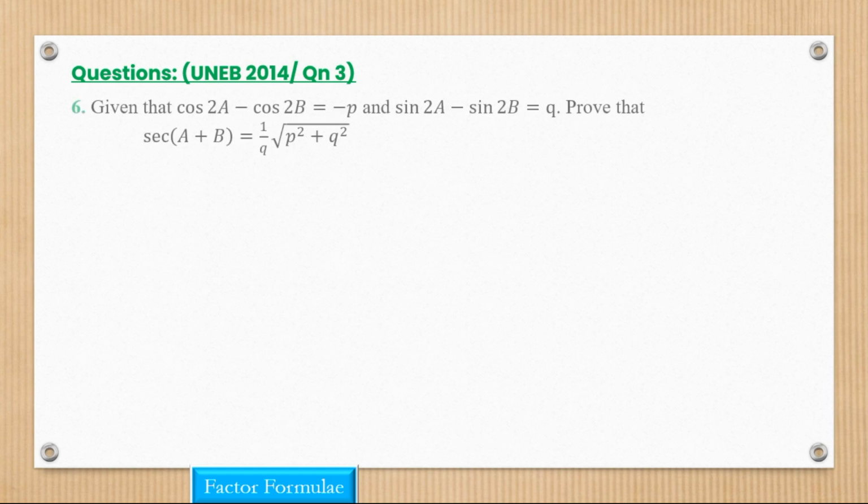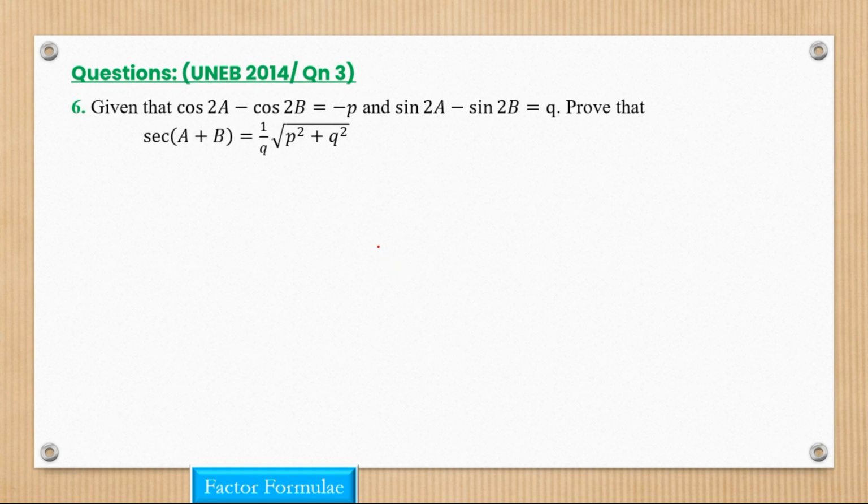Alright, let's move on to the next question. This other question comes from UNEB 2014, and this was question number 3. So we're being asked to prove this. We are being asked to prove that cos 2a minus cos 2b is equal to negative p, and sin 2a minus sin 2b is equal to q. Prove that sec a plus b is equal to that.